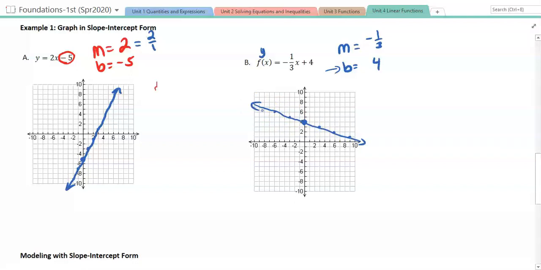Okay, so again, that's all it takes to graph these in slope-intercept form. Students try to make it so much more complicated than what it is. It's really not. Just understand that the y-intercept is the point that you know, and the slope is to define the steepness of the line.